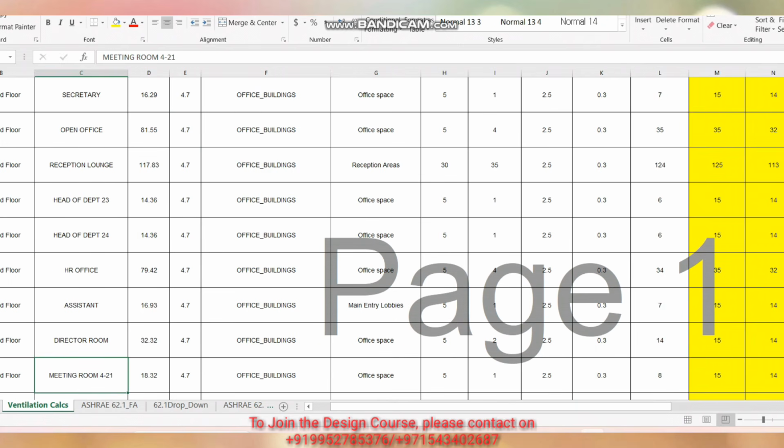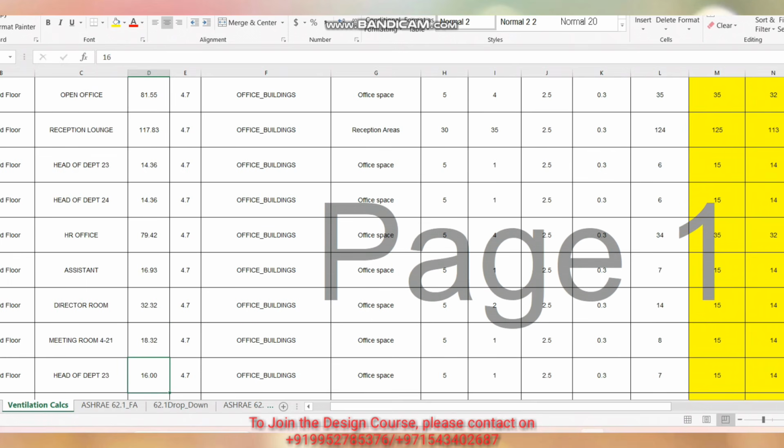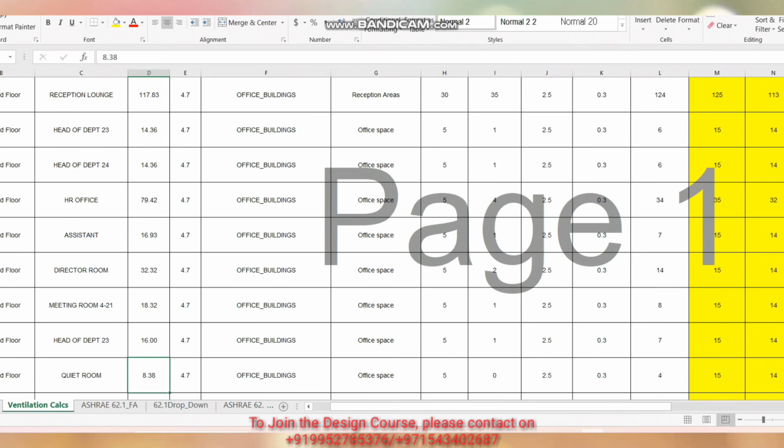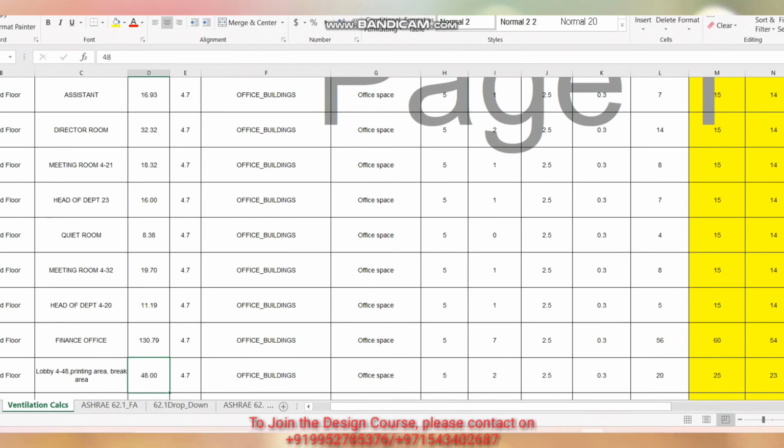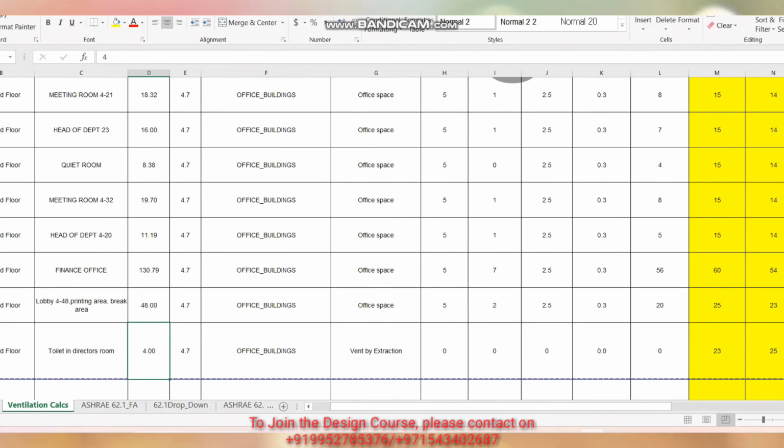Assistant room, director room. So the assistant room I will change to office one. Then for the director room I have entered the same area. Then meeting room, head of department room, then quiet room, then meeting room, like this one by one we can enter. What makes the changes here is the toilet. All these rooms will come under the same category: main category office building, subcategory office space.